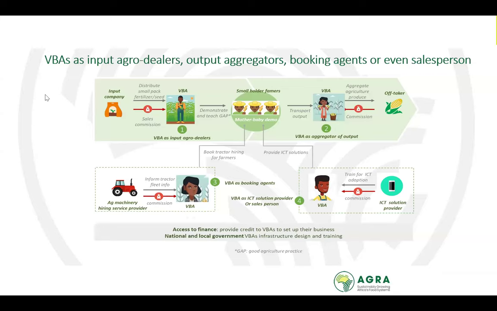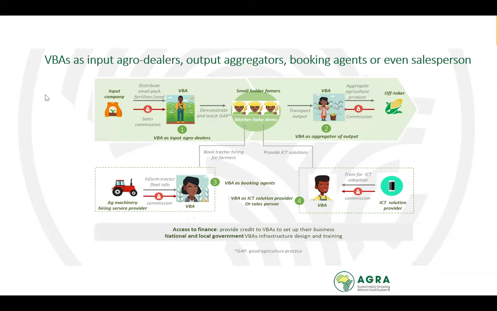The majority of the VBAs are on the angle of establishing agro-shops, but also aggregation of input demand. In terms of mechanization, we have some few, but most of them are working in terms of providing calculation services, but also fabrication of different farm equipment. In terms of ICT, we have the Wakala Mtandao, which normally tries to link farmers and VBAs with a certain sale agent, but also to an extension agent.